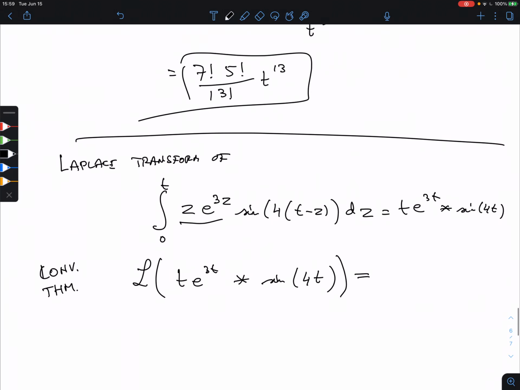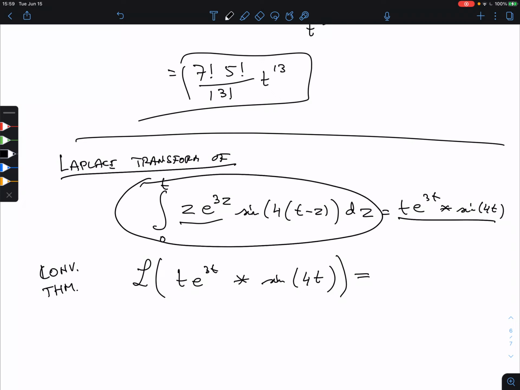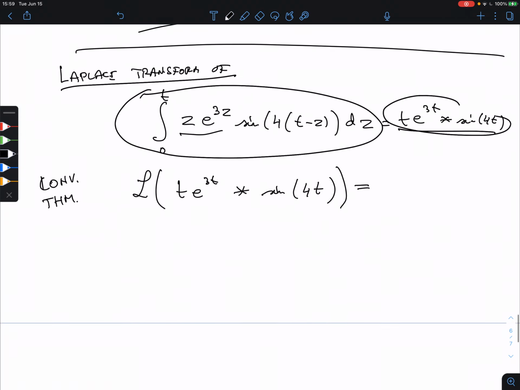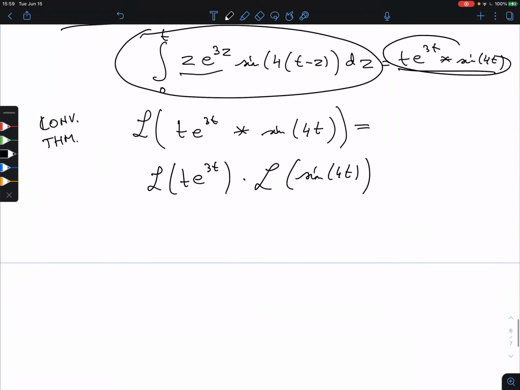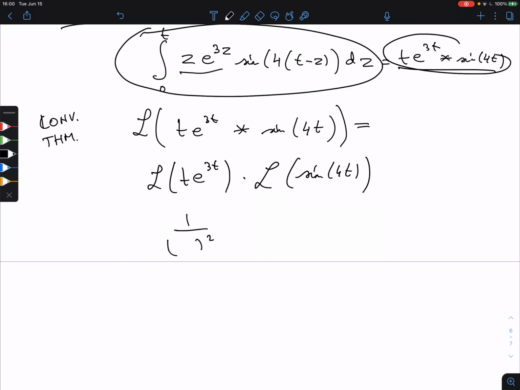I'm trying to calculate this thing. We need the Laplace transform of this function; that's what they ask us to calculate. Okay, let's do that. We know by the product formula, the convolution theorem, that this is the same as that. We can calculate the Laplace of these things very easily. The Laplace of t is 1 over s squared, and because of the 3, it's a shift by minus 3, so it's 1 over (s plus 3) squared.